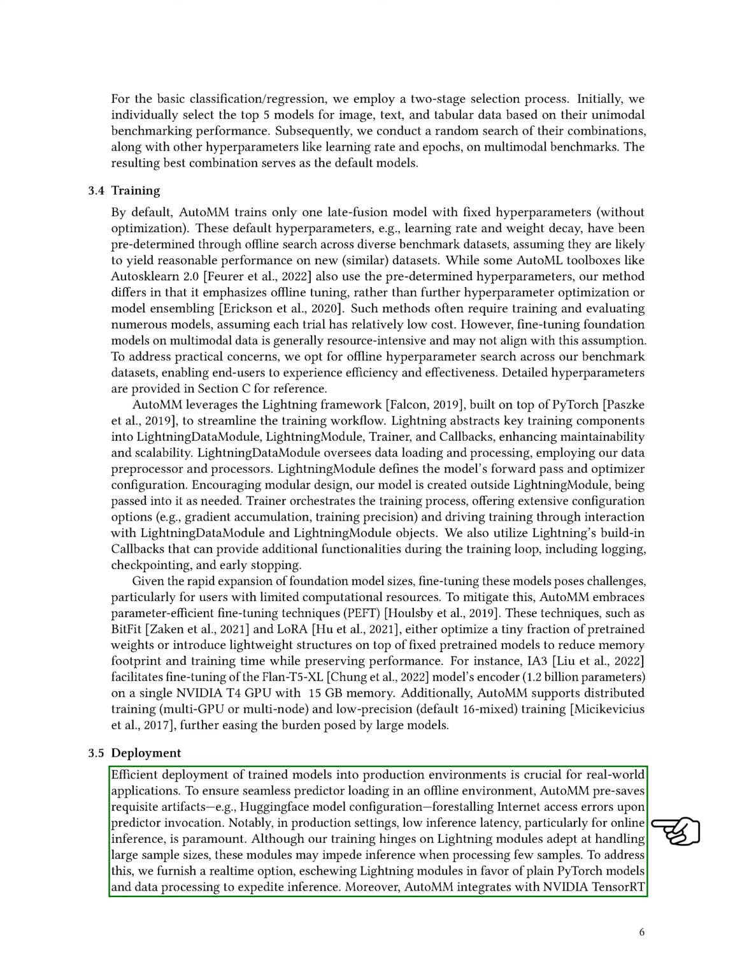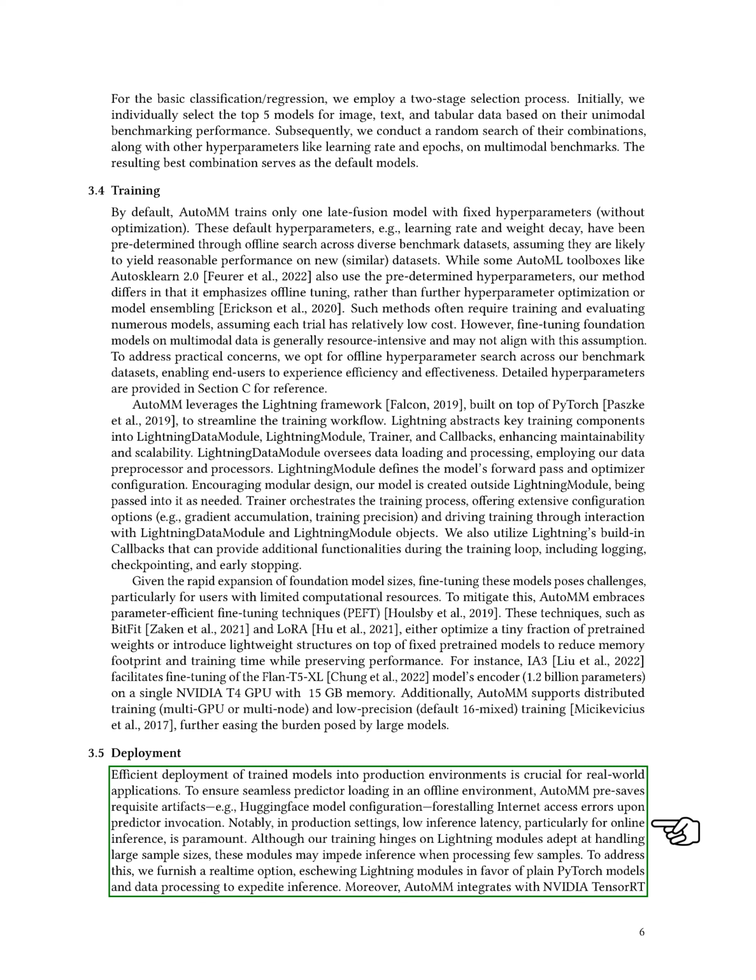In production settings, having low inference latency is crucial, especially for online inference. While our training relies on Lightning modules that are good at handling large sample sizes, they can slow down inference when dealing with few samples. To tackle this issue, we offer a real-time option that skips Lightning modules in favor of plain PyTorch models and data processing to speed up inference. Additionally, we integrate with NVIDIA TensorRT, known for its low latency and high throughput in deep learning inference optimization.